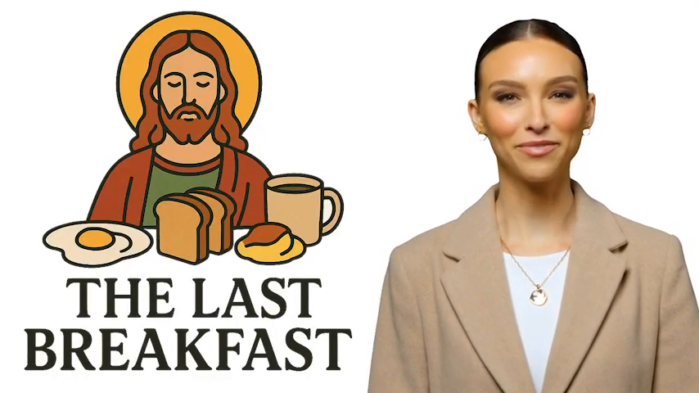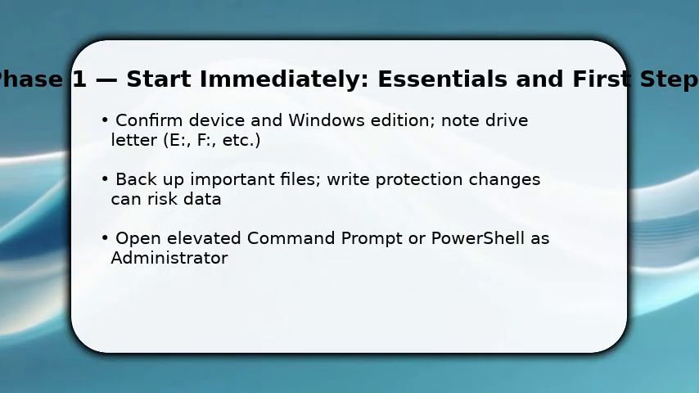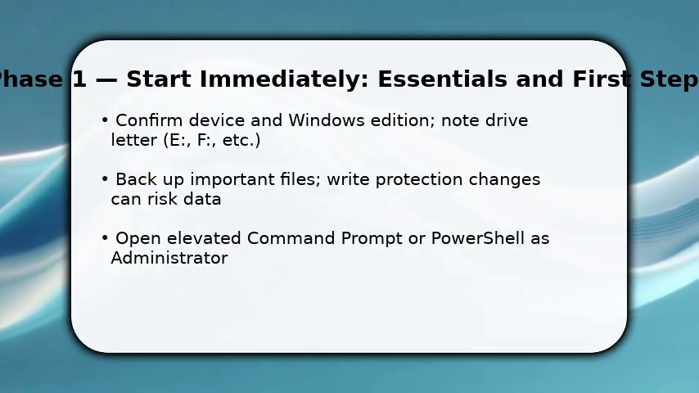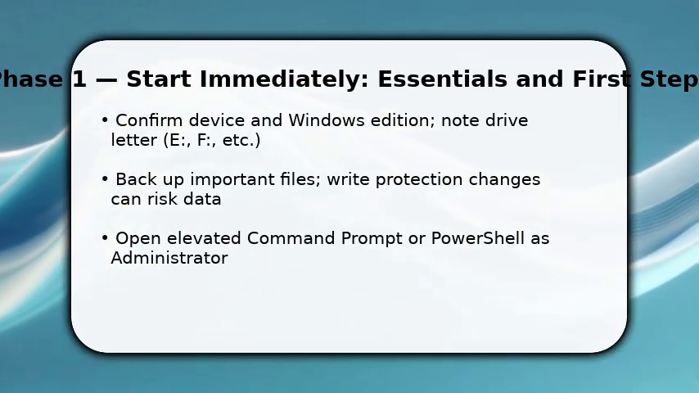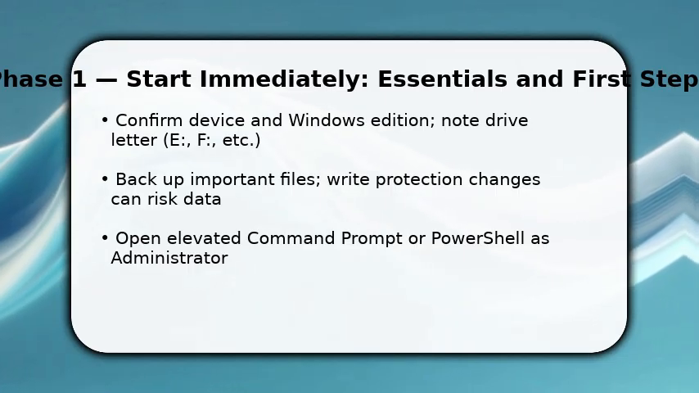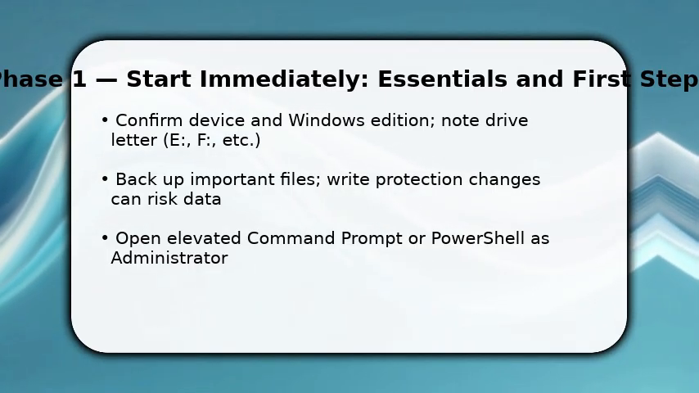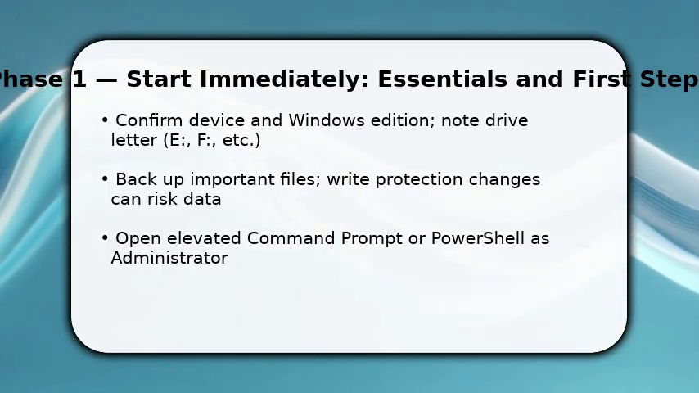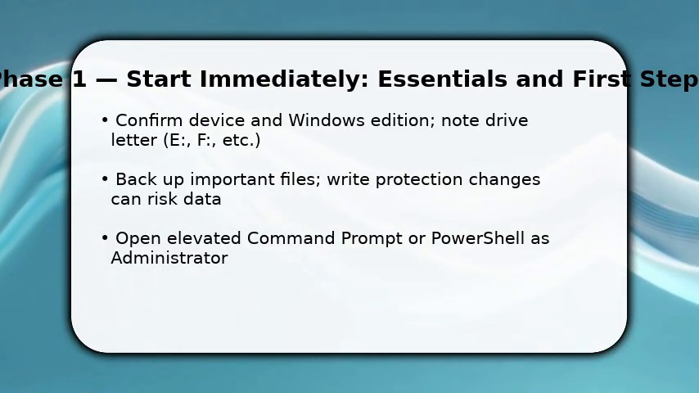You start by identifying the affected drive and backing up anything essential. Do that first. Once done, open an elevated command prompt or PowerShell window, right-click and choose Run as Administrator, because system-level changes require admin rights.